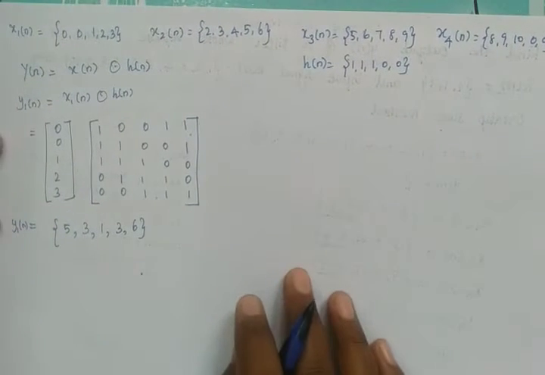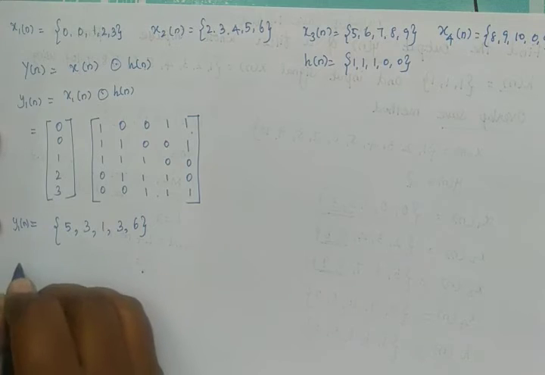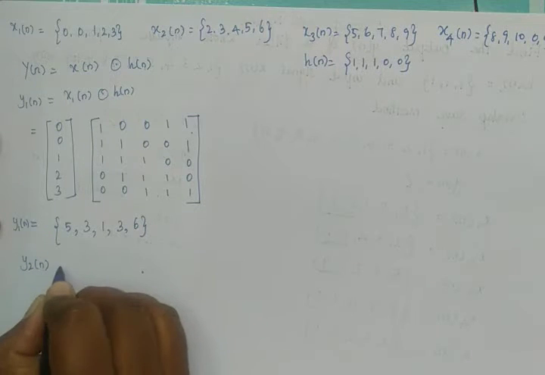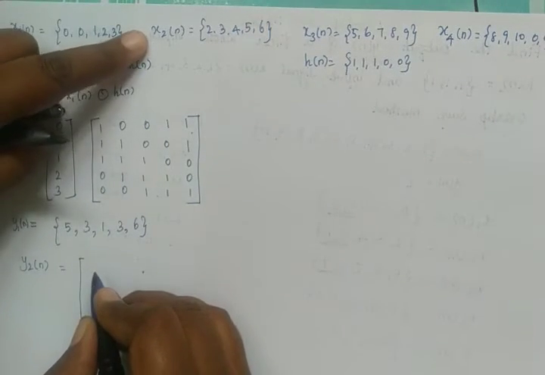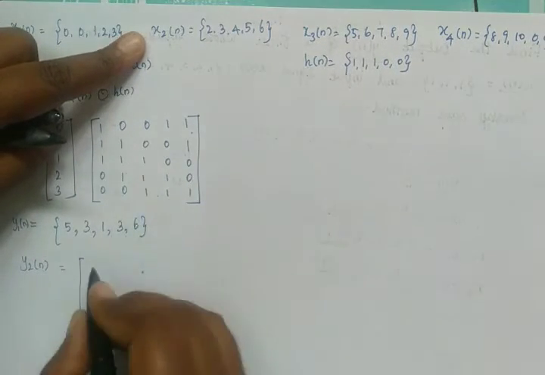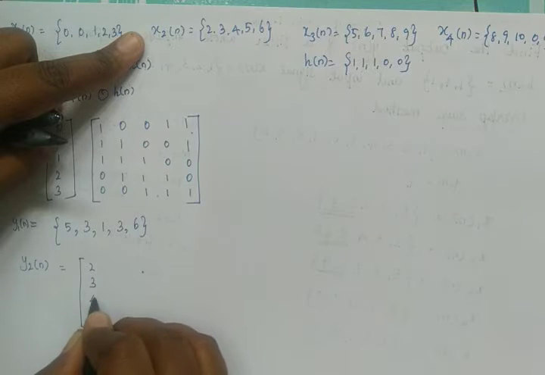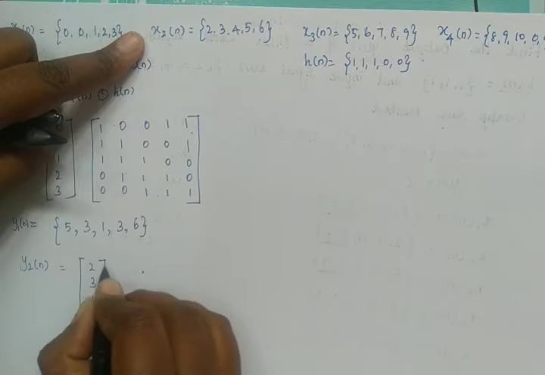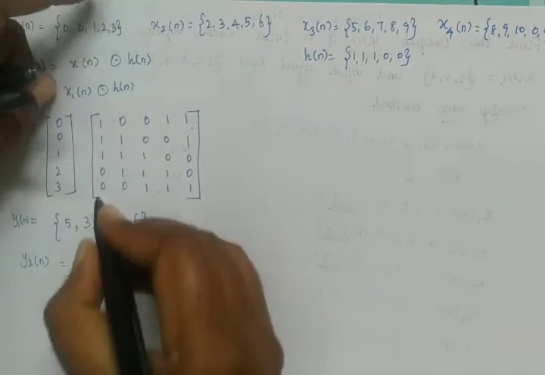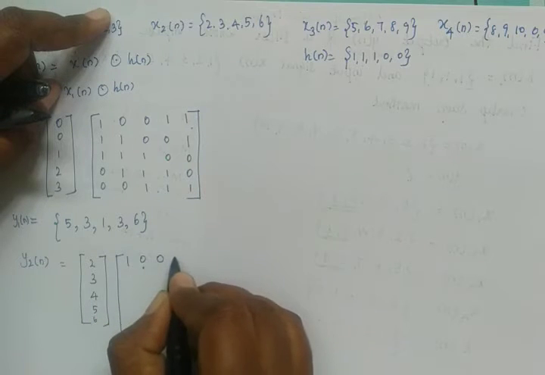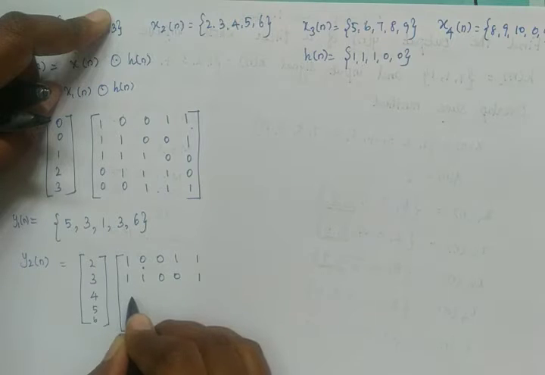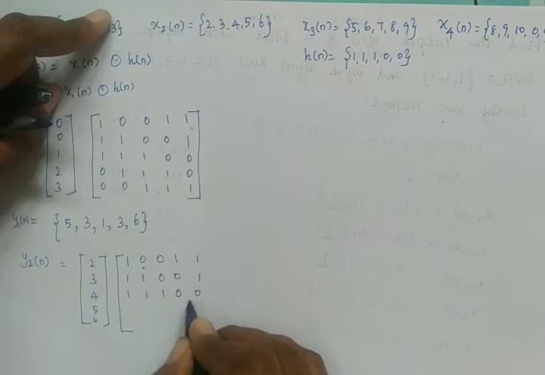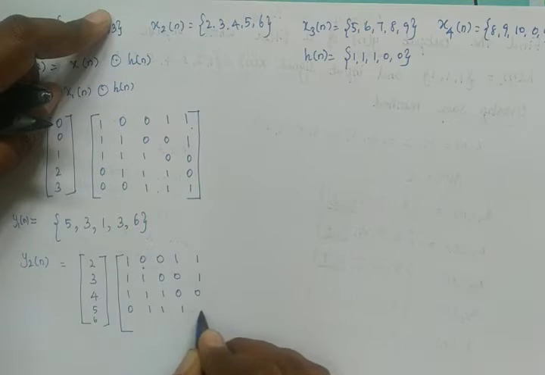This is just matrix multiplication. Then what is y2 of n? y2 of n will be equal to, now again do this multiplication, that is x2 of n with h of n. What is x2 of n? That is 2, 3, 4, 5, 6, which is multiplied with this matrix: 1, 0, 0, 1, 1, 1, 1, 0, 0, 1, 1, 1, 0, 0, 0, 1, 1, 0, then 0, 0, 1, 1.